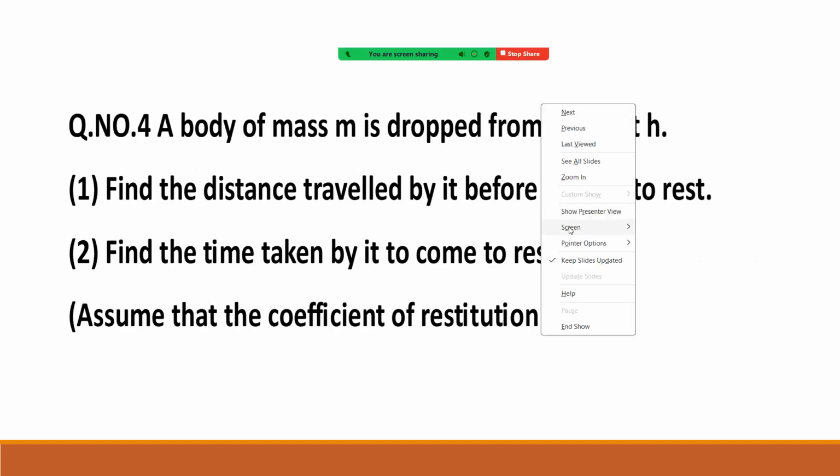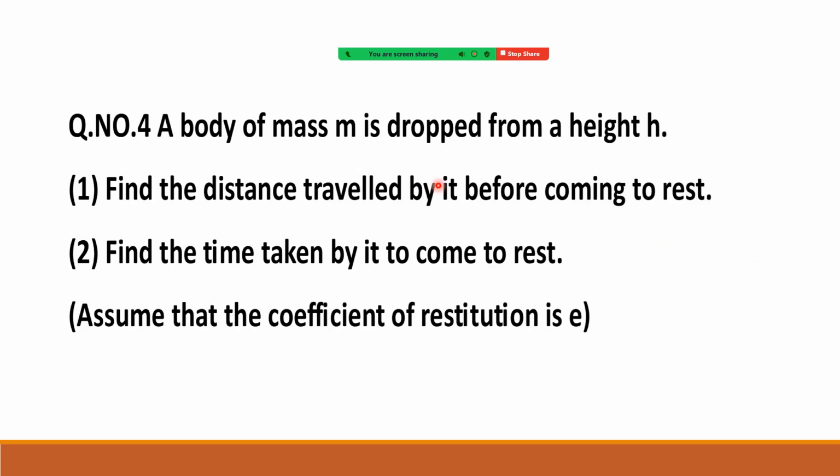A body of mass m is dropped from a height h. Find the distance traveled by it before coming to rest. Second one, time taken by it to come to rest. Assume that the coefficient of restitution is e. That means between the body and the ground, it is e. Right. Let us see how we start the problem. Asking like distance traveled by it before coming to rest.